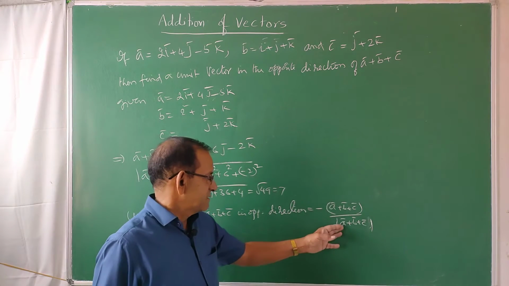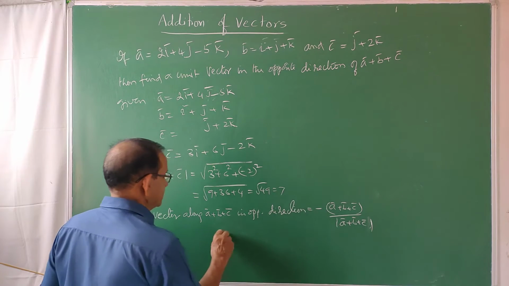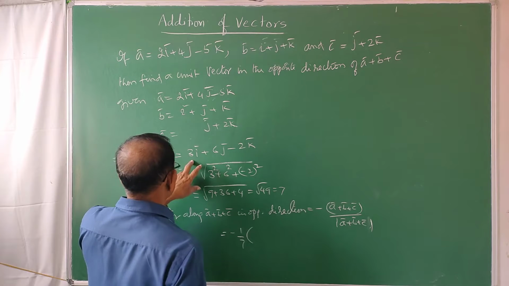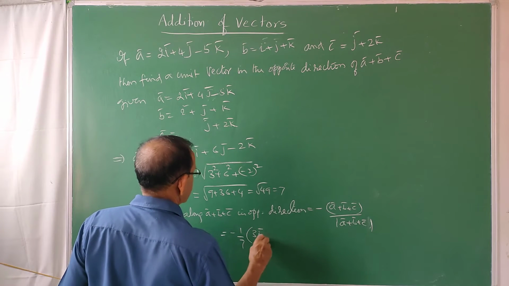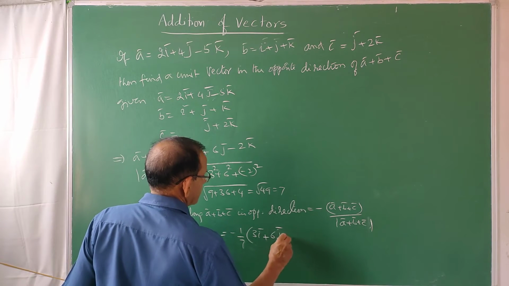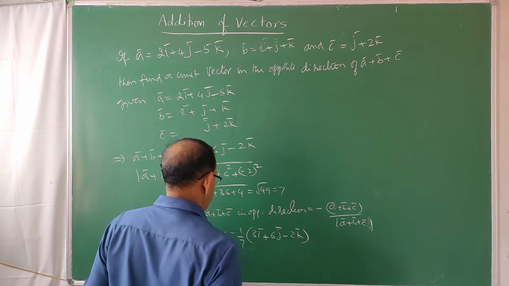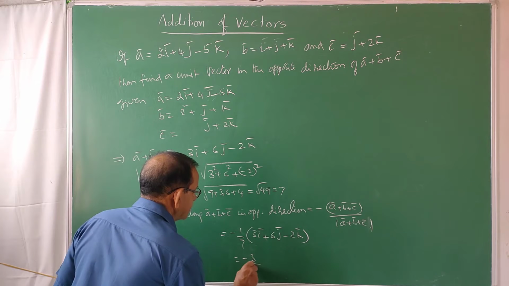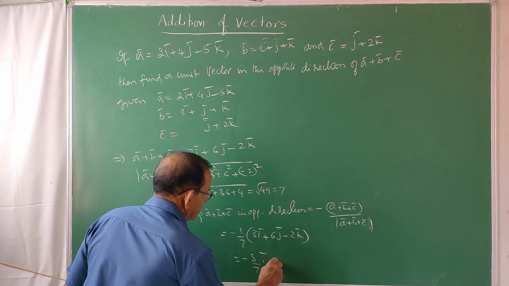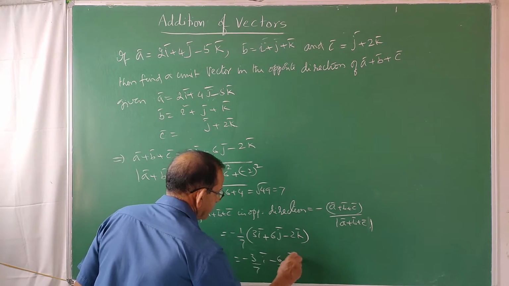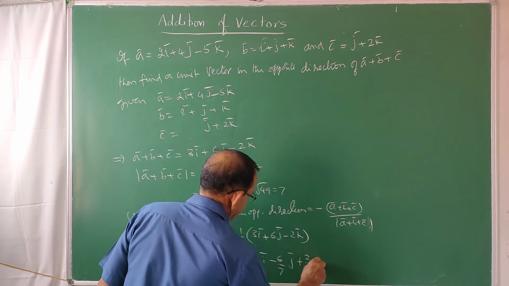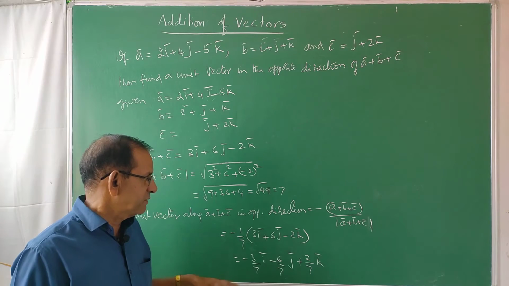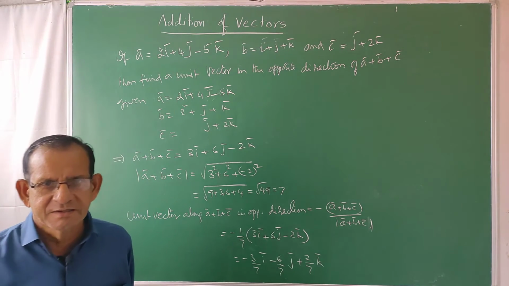Now the length is 7, so that is equal to minus 1 by 7 into a bar plus b bar plus c bar, that is 3i bar plus 6j bar minus 2k bar. Or else you can write this with 7 under all the terms, that is minus 3 by 7 into i bar minus 6 by 7 into j bar plus 2 by 7 into k bar. This is a unit vector along a bar plus b bar plus c bar in the opposite direction.